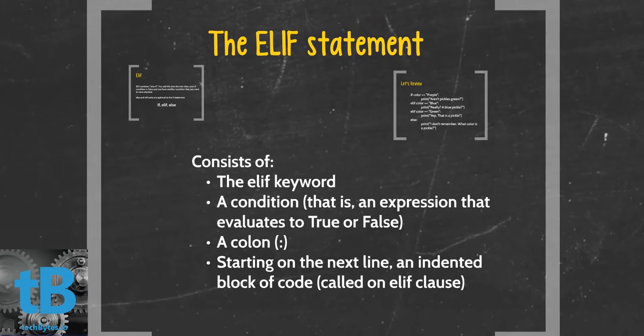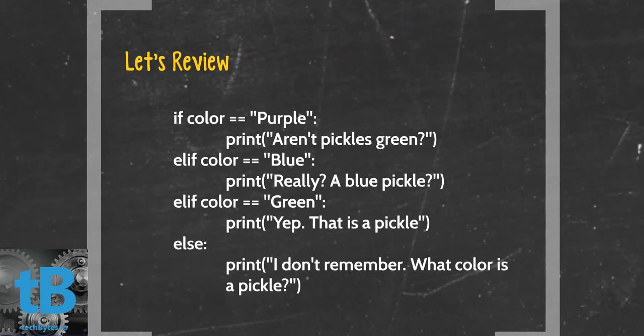Elif consists of the keyword elif, which is that combination of else and if, followed by its condition, which either evaluates to true or false, and followed with an indented block of code called the elif clause. To break it down even further, we have, if color equals purple, print aren't pickles green. Elif color equals blue, print really, a blue pickle. Elif color equals green, print yep, that is a pickle. Or else, print I don't remember, what color is a pickle?